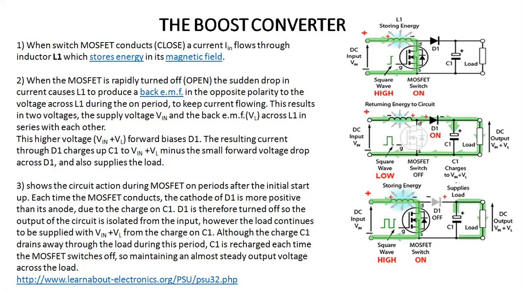So this result will be in two voltages: the supply input voltage, and the back EMF which is produced across the inductor. The inductor has the property that when it is in the charging phase, when we give the power supply, current will flow and it allows the energy to be stored in the form of a magnetic field.